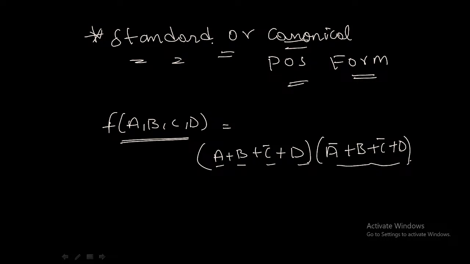If each and every literal is present in a particular function, then it is known as the canonical POS form. In SOP also we saw that if each and every literal is present in a function, it is known as the canonical SOP form. In the POS form it is the same: if each and every literal is present in that function, then it is called the standard or canonical POS form. So this is about the standard or canonical POS form.